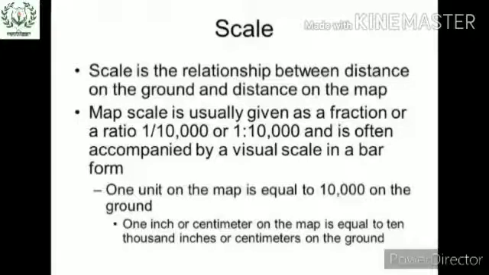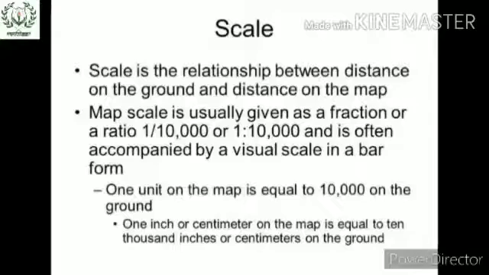The map scale is usually given as a fraction or a ratio. That means 1:10,000 and is often accompanied by a visual scale in a bar form. 1 unit on the map is equal to 10,000 on the ground. That is the meaning of 1:10,000.